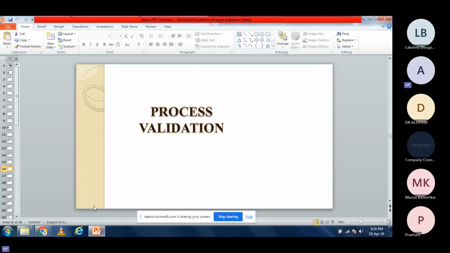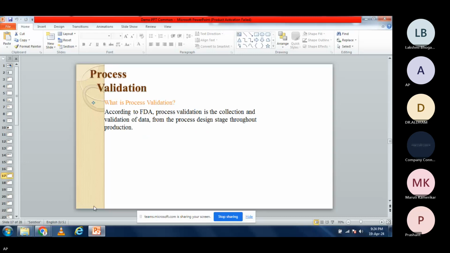What do we mean by process validation? According to FDA, process validation is the collection and evaluation of data from the process design stage throughout production. Why is process validation important? First, we need to understand what validation is. Validation is repeating something. For the pharmaceutical industry, process validation is repetition of the process at least 3 times.